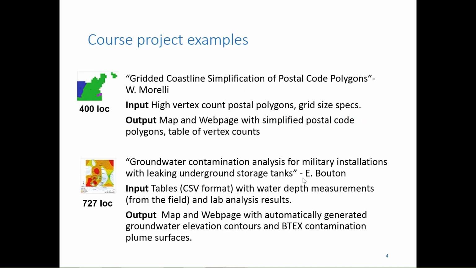Our students apply this course material at their workplaces and in their research projects. Here's an example of two students who took this course a few semesters ago. Morelli's final project developed a process to simplify complex postal code polygons using variable grid sizes. Bhutan's final project automated a process for groundwater contamination analysis that had previously been performed painstakingly by hand. Both of these projects process and automatically map data and create HTML outputs to display the results.